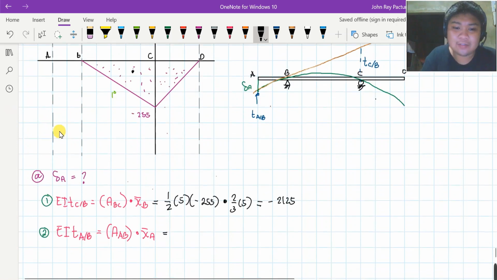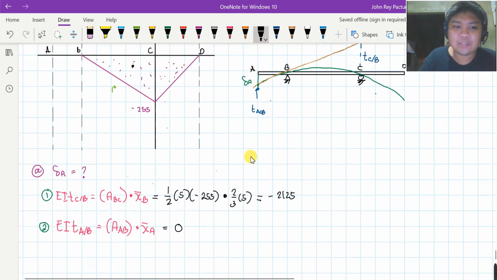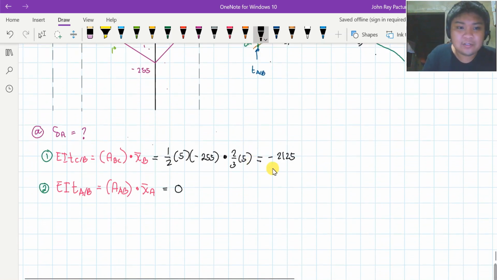So, ibig sabihin nun class, wala nang compute pa, 0. So, pwede pa lang yung deviation maging 0. Yes, possible yun class that the deviation is 0. But considering the figure itself, it does not mean that the deflection is 0. Yung deviation lang ang naging 0 class. So still, there is a numerical value for the deflection at A. So, pupunta na tayo sa step 3.